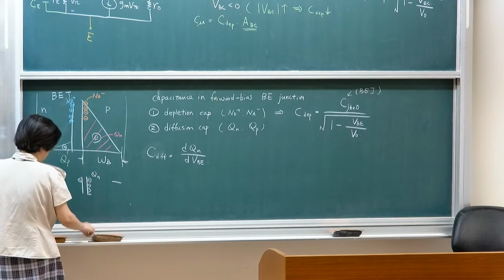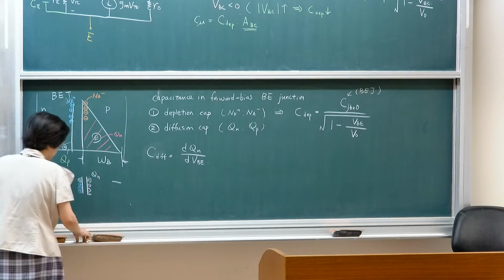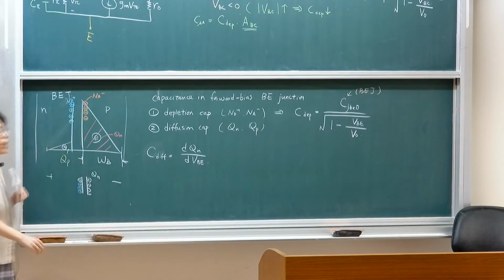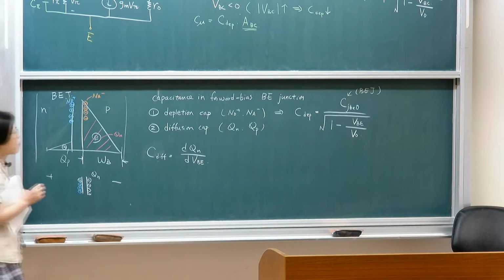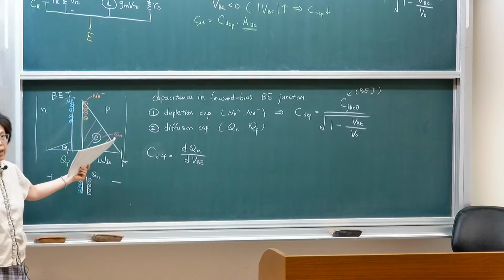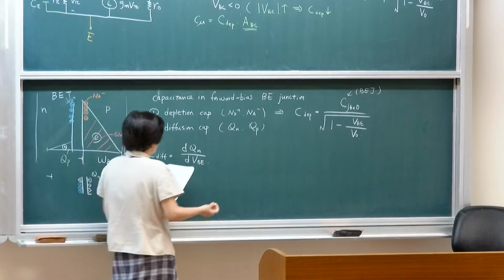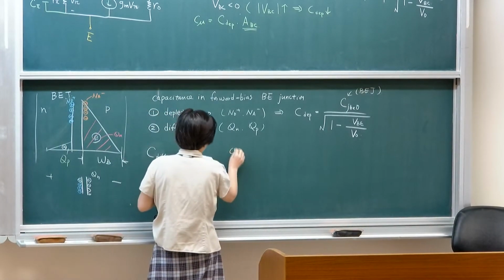So you want to look at the amount of charge changes for parallel plate capacitance. The capacitance is defined as: when voltage changes, how much charge changes. In a diffusion capacitor, the charge is the minority carrier electrons stored in the base. So let's look at Qn.